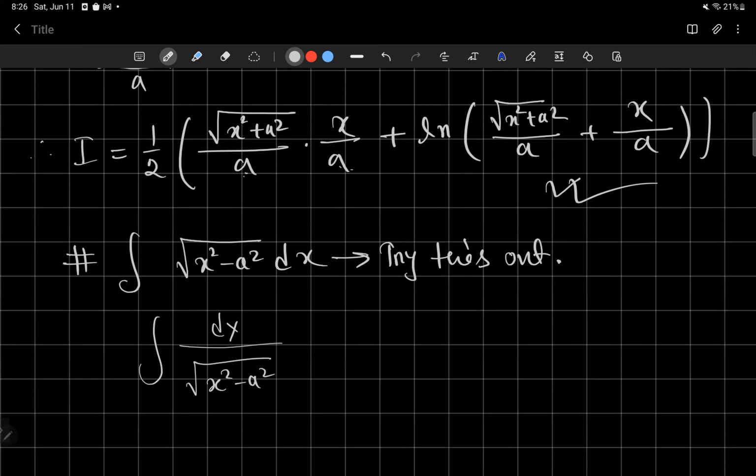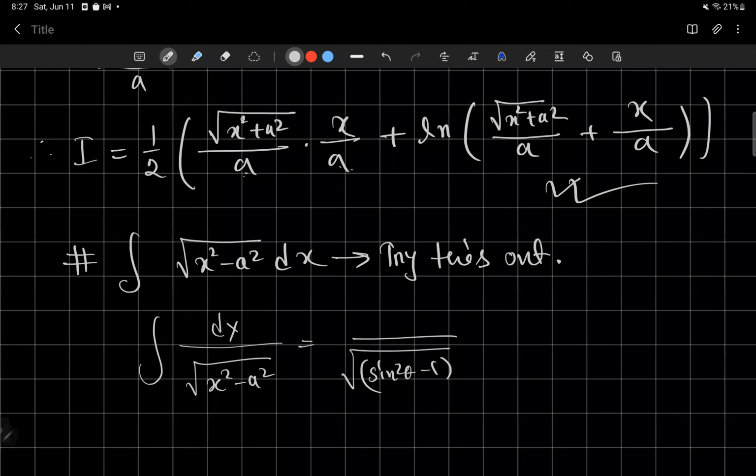You can put x equals a sine theta. That's not an issue. But what you'll have is something like this: in the denominator, you'll have sine squared theta minus 1. So that's just negative cosine squared. You would have an imaginary number, and that's fine. You can do it, but there are some conversions.